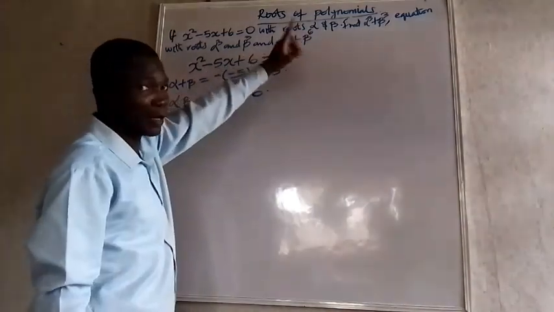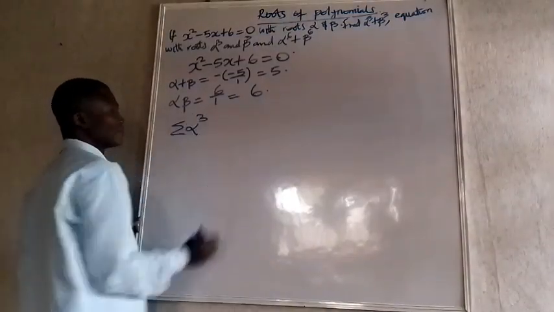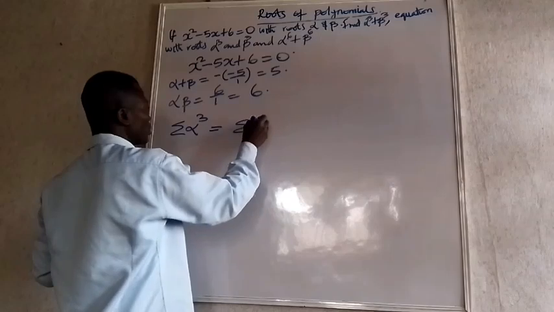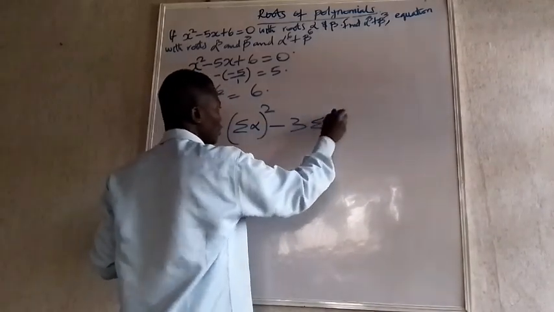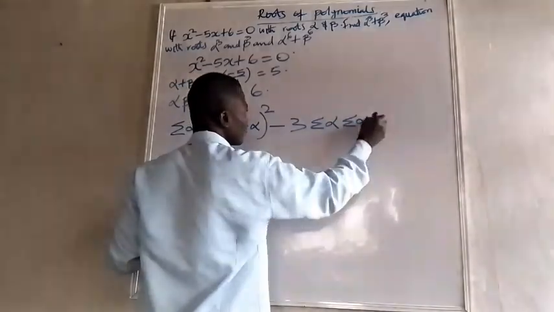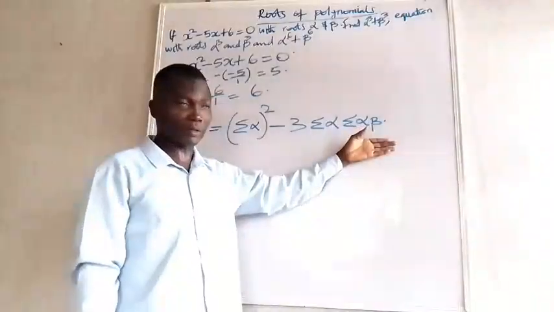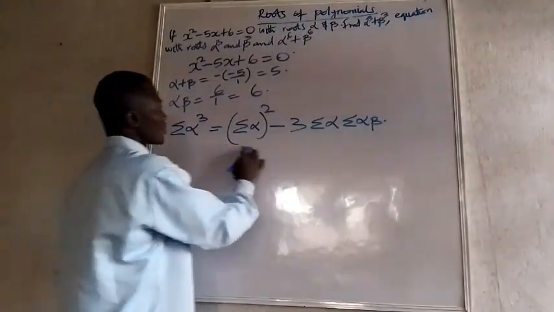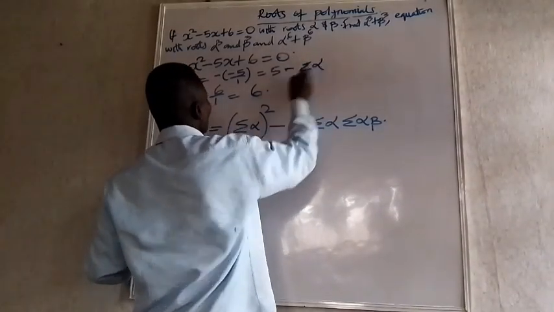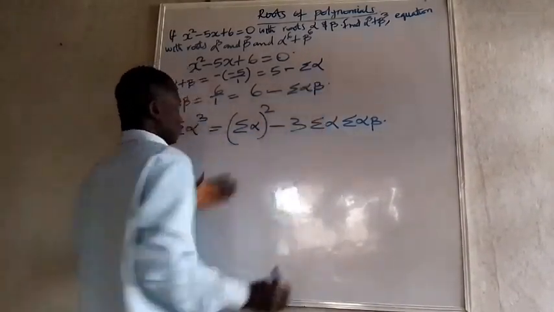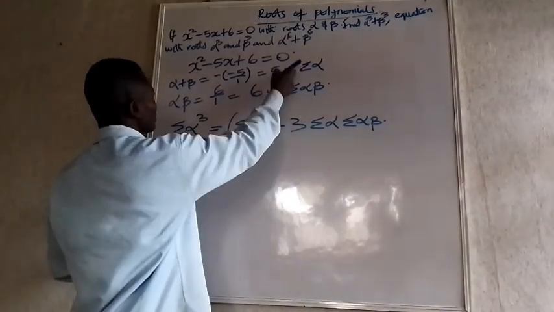We know to find alpha cube plus beta cube, we refer to it as summation alpha cube. It is going to be equal to summation alpha all cube minus 3 summation alpha beta. This is using summation. Then we know what our summation alpha is. This is summation alpha. This is summation alpha beta. And that's going to give us, this is cube.